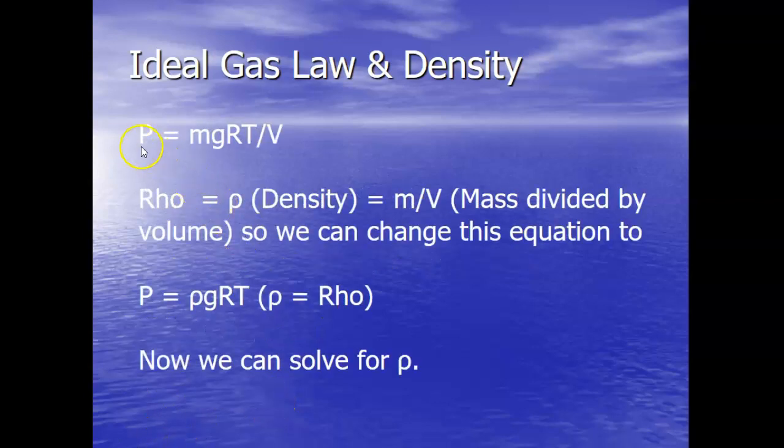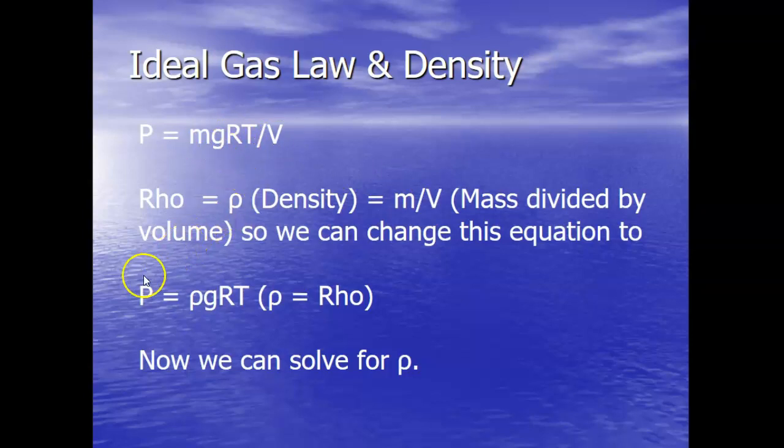So now we have pressure equals mass times gravity times the gas constant times temperature divided by volume. So how do we solve for density, or ρ? Well, remember, density equals mass divided by volume. And we have mass divided by volume in this equation.